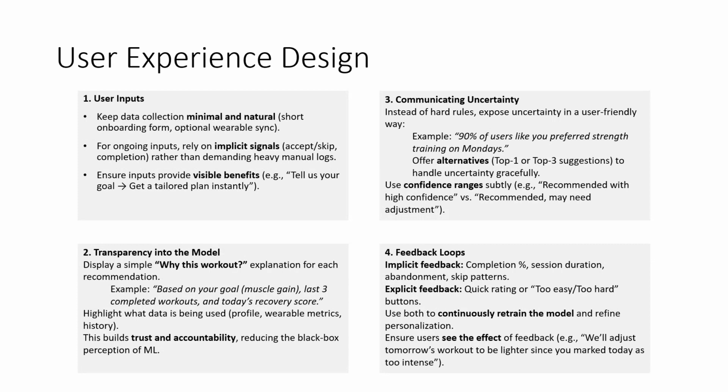A feedback loop, we get two different type of feedback, implicit or explicit. Implicit completion percent, session duration or abandonment. Explicit is quick rating for the workout with too easy to too hard buttons. Use both to continuously train the model and ensure users see the effect of feedback.